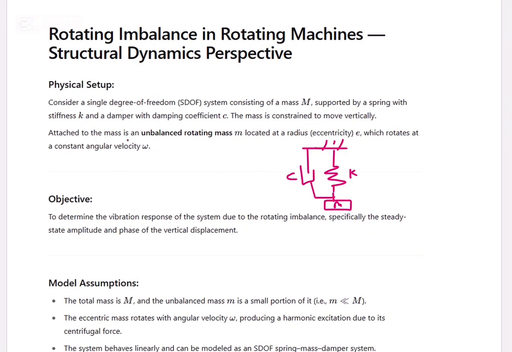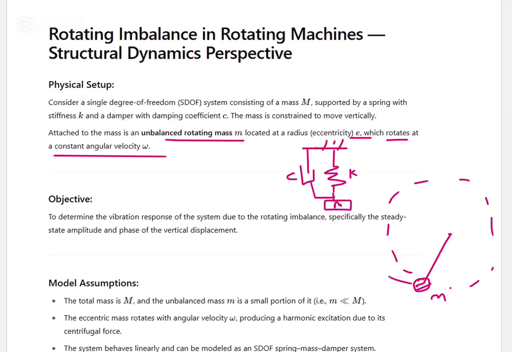Just assume like that. Attached to the mass is an unbalanced rotating mass at radius eccentricity e, which rotates at a constant angular velocity. One thing you have to understand: if a mass is rotating at angular speed omega, it will have two accelerations. One is tangential acceleration, another is centrifugal acceleration.